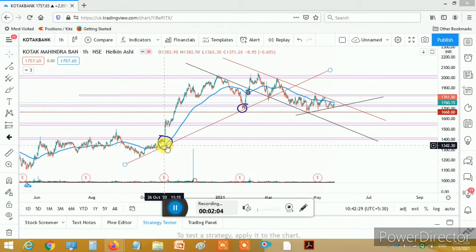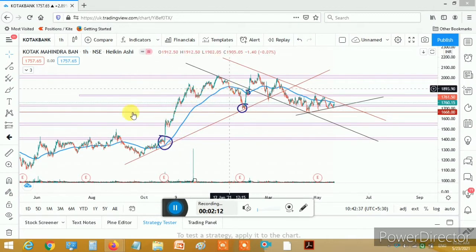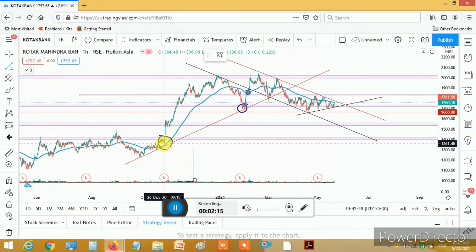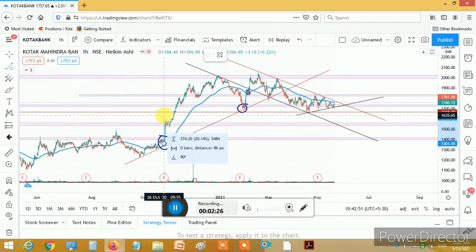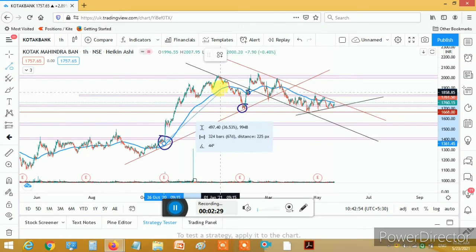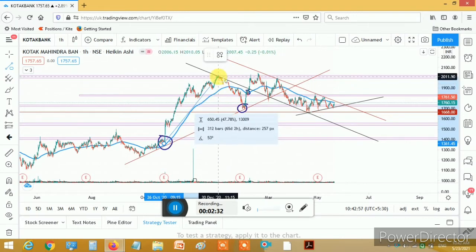It is crossing the price at this particular location, and see how it goes up. So we can take our position from this point and it will go up to this point. You can see that we will earn 647 points. In how much time? This is the 26th of October, and this point is around December 20. So within 2 to 3 months, this stock Kotak Bank is rising around 650 points.